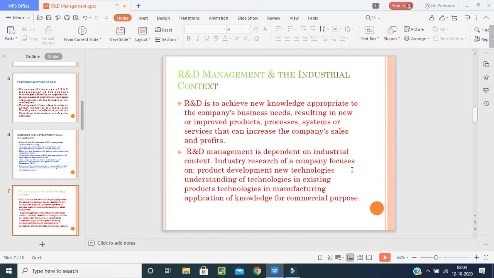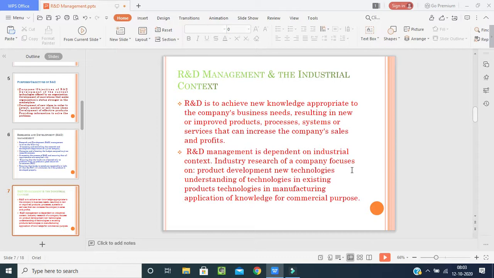That means the R&D management will take place around the industry or company's basic needs, their business needs, how they have been implemented in the product, what the process is, whether the system is good or not, and whether the services can be delivered properly or not. All these things will, as a result, increase the company's sales and profit.